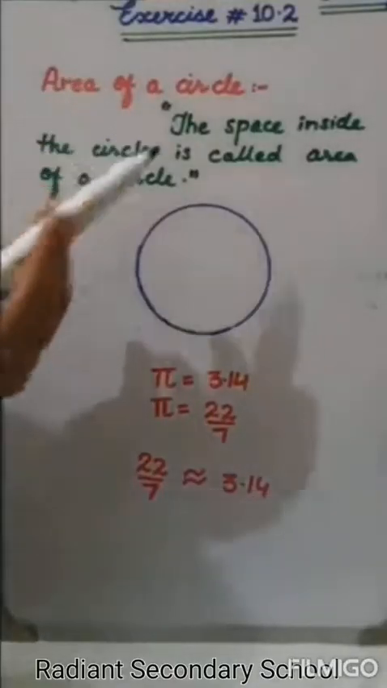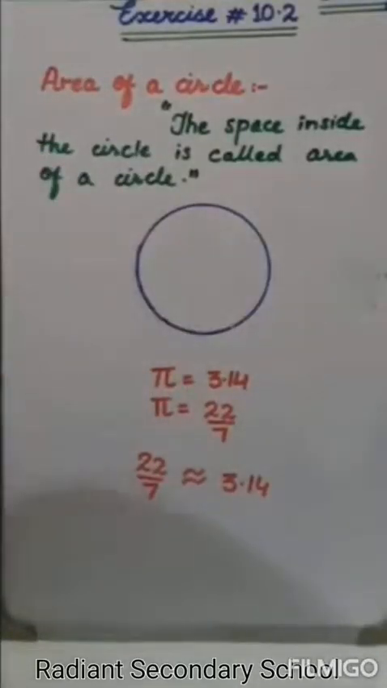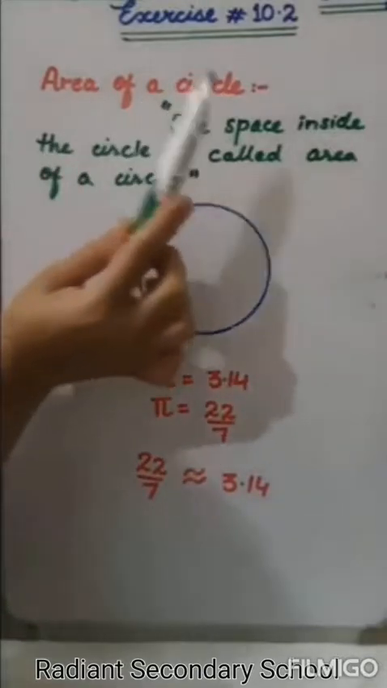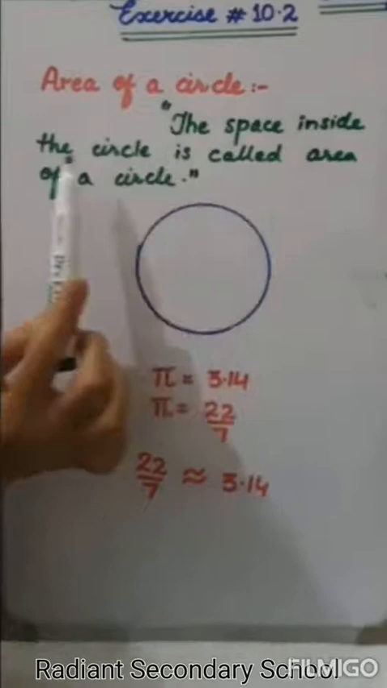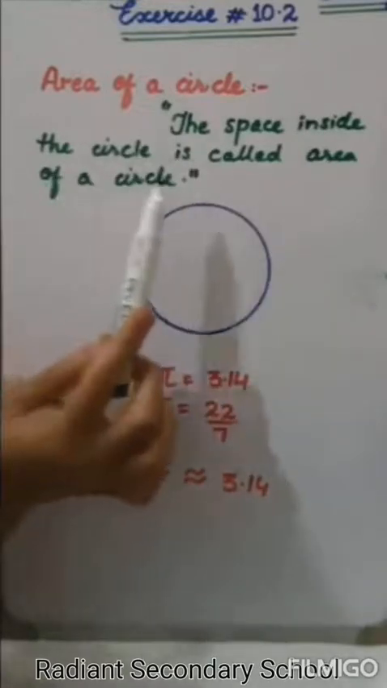Before starting 10.2 we have to recall some things which we have taken from the previous lecture as well. First thing we have to recall is the area of a circle. What is the area of a circle? The space inside the circle is called the area of a circle.